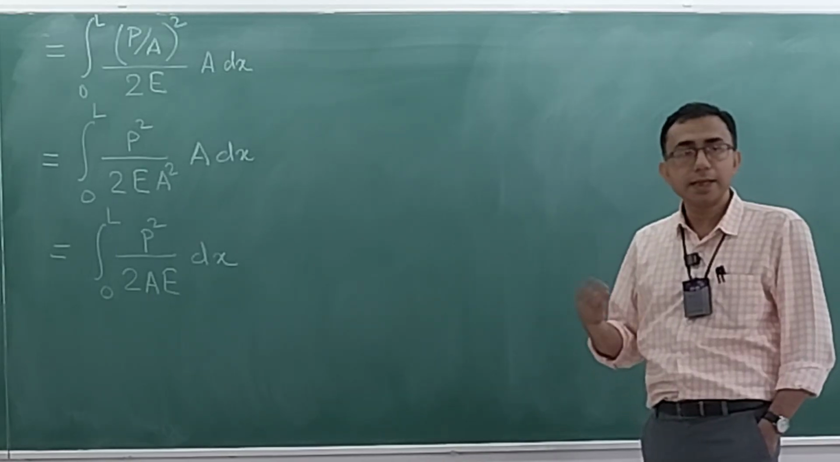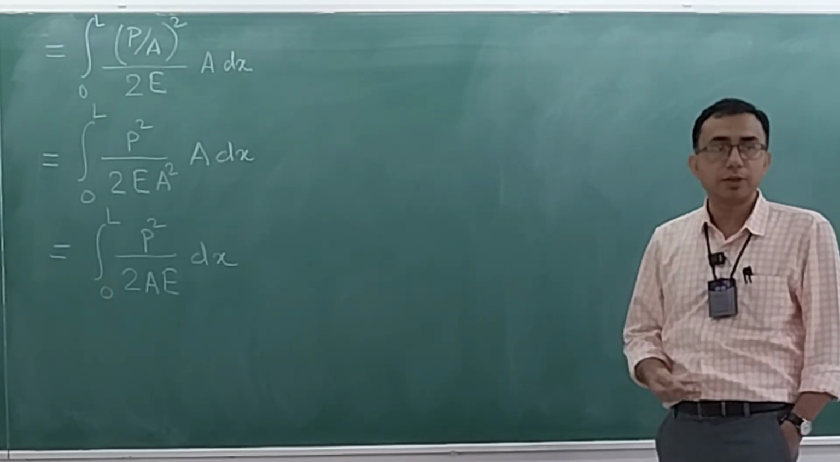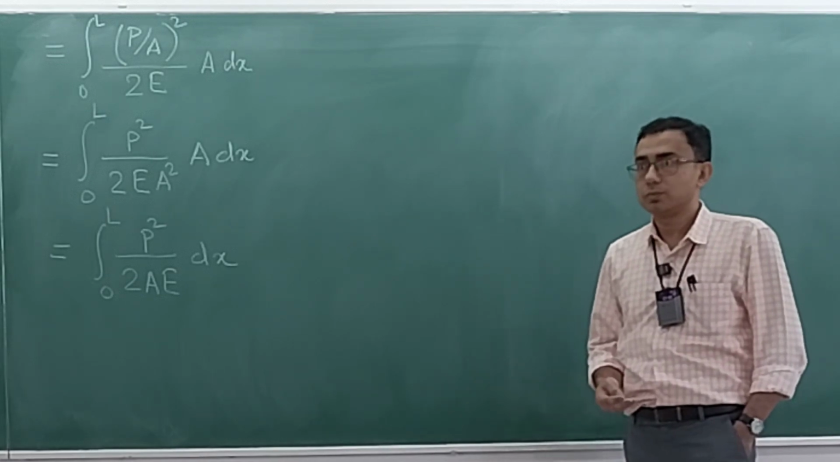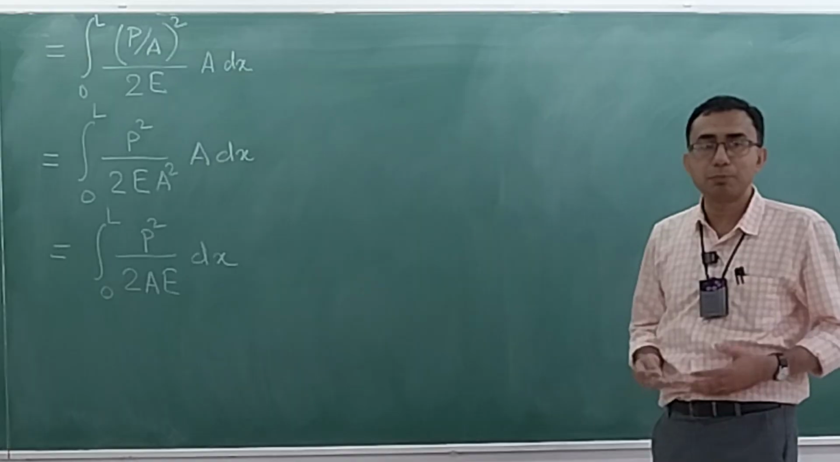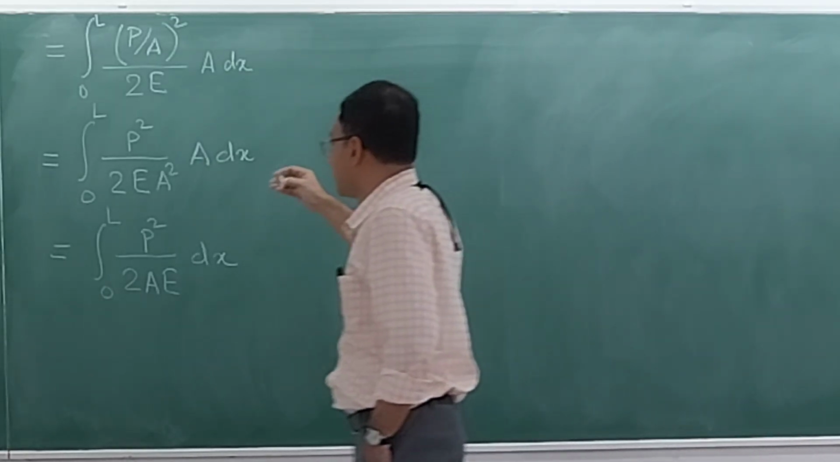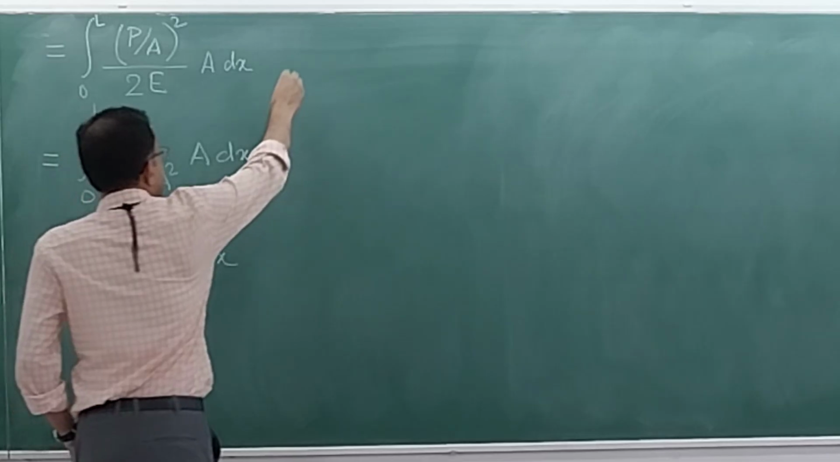Sometimes in combination, maybe torsion with flexure, just like you have done in the combined loading chapter. So ultimately we are preparing ourselves for Castigliano's theorem, or the application of Castigliano's theorem. So this is done. Next is bending.